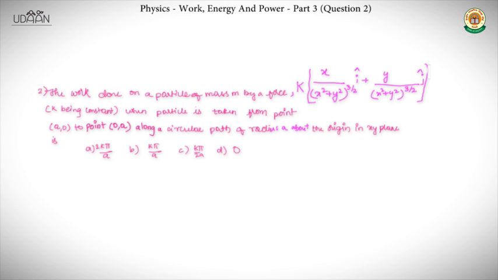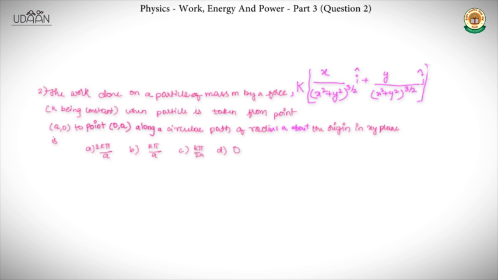The work done on a particle of mass m by a force k into x by (x square plus y square) whole power 3 by 2 i cap plus y by (x square plus y square) whole power 3 by 2 j cap, when a particle is taken from point (a, 0) to point (0, a) along a circular path of radius a about the origin in the xy plane.